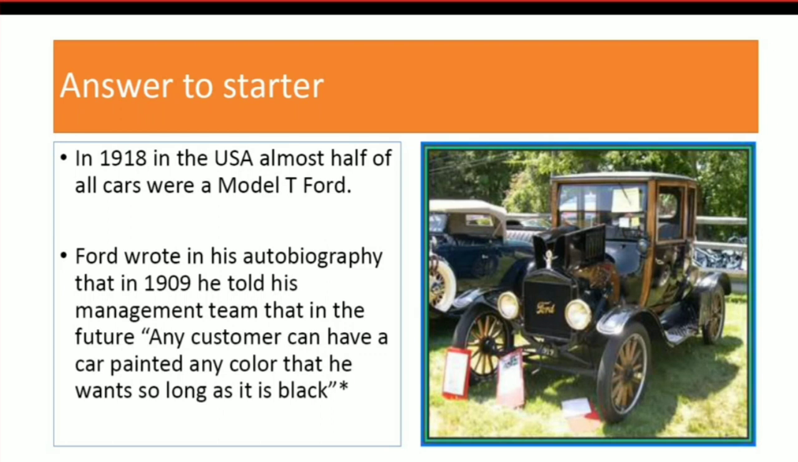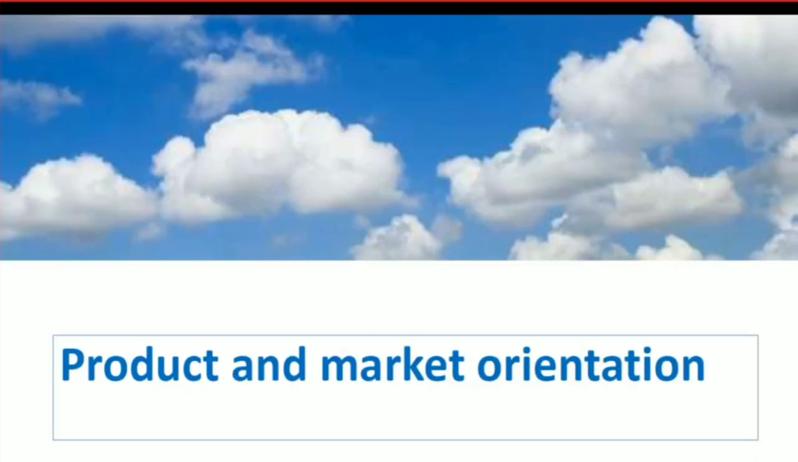So you can see here in 1918 in the US, almost half of all cars were a Model T Ford. Ford wrote in his autobiography that in 1909, he told his management team that in the future, any customer can have a car painted any color that he wants, so long as it is black, right?